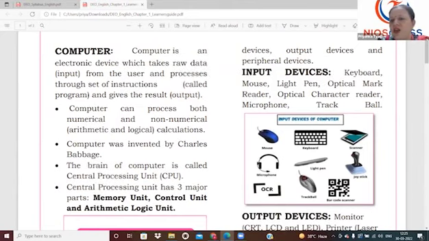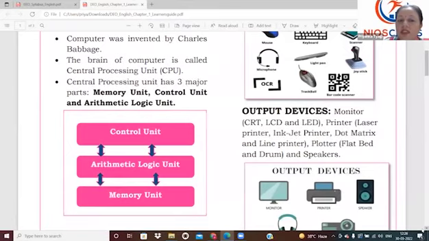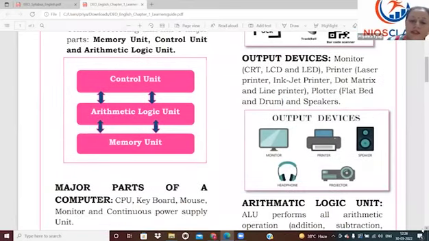Now here you can see there are a few more points. It's been 5 minutes discussing the computer, so who was the inventor of the computer? That inventor is Charles Babbage, the inventor of the computer system. And the brain of the computer is the central processing unit. The major units of the central processing unit we have already discussed.